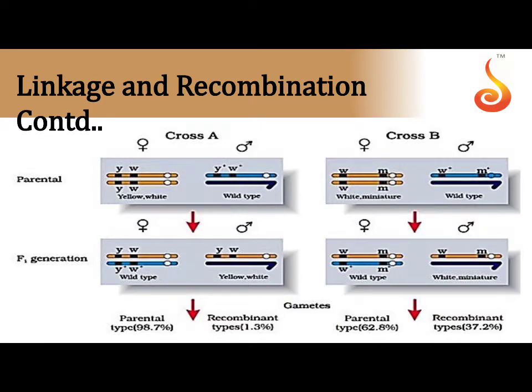T.H. Morgan explained linkage and recombination by doing a dihybrid cross in Drosophila. This cross in Drosophila gave a very similar kind of result to what we saw in the case of peas given by Mendel. In this case, T.H. Morgan considered the X chromosome. So, we know in the case of Drosophila, there are 2 X chromosomes in females and 1 X chromosome in males.